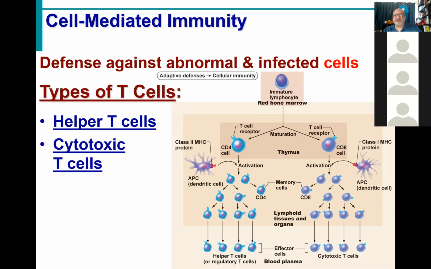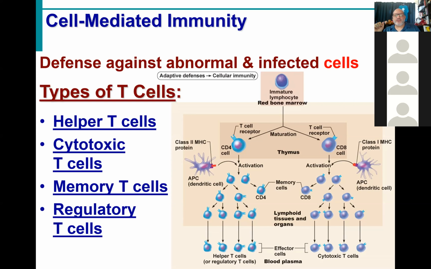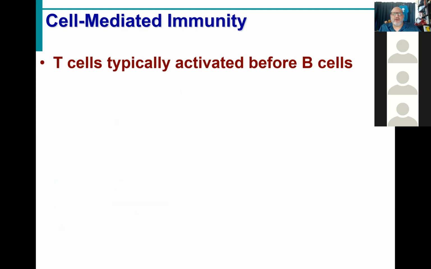Cytotoxic T cells, which are sometimes affectionately known as killer T cells. They're the ones that are actually doing that cell-on-cell action. Memory T cells, and our 4th type, which are regulatory, or sometimes also referred to as suppressor T cells. So there are 4 main types of T cells, and we need to talk about all 4 of them. We're doing this first because T cells are typically activated before the B cells are.